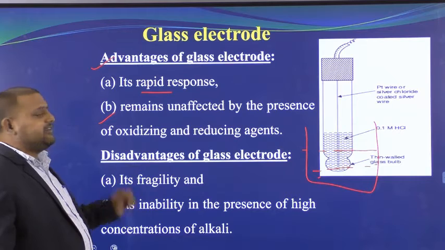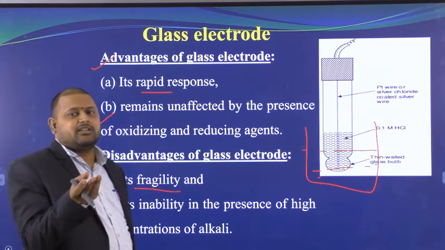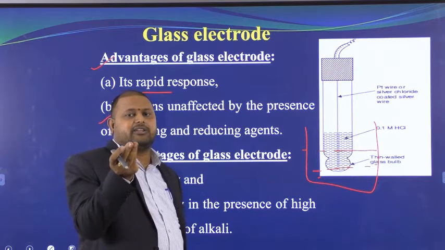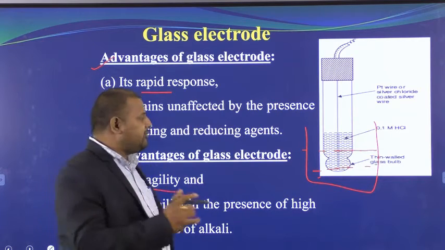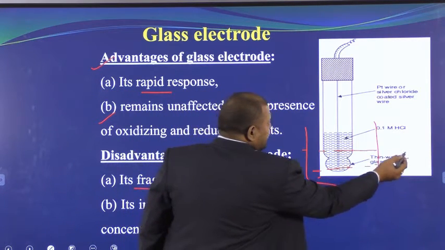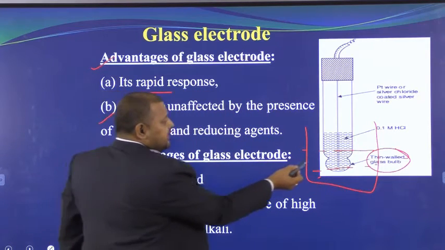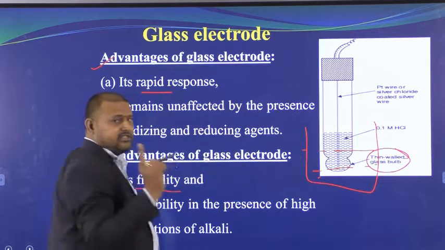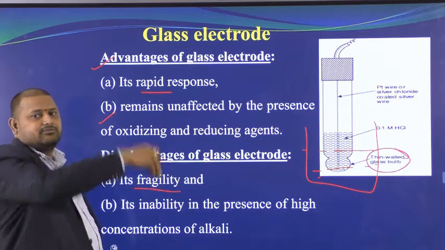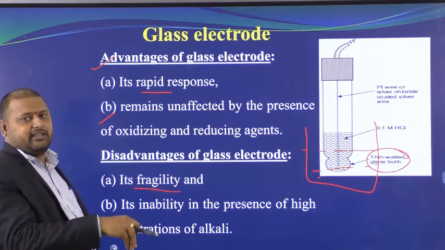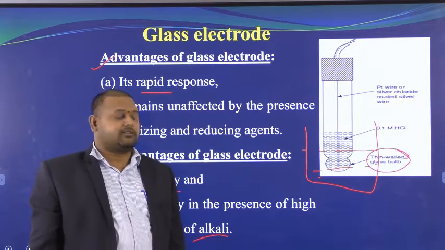But what are the disadvantages? I was saying since the beginning, fragility. It is easily breakable. If you apply a little pressure, even if it hits the beaker, it will break. Clear? Because the bulb is highly sensitive. This is what I told you, thin walled glass bulb, very thin walled. So this is highly sensitive. That is only one disadvantage. The second one is, if you dip this glass electrode into a very highly concentrated alkali, meaning base, it immediately loses its power. So that's what it's saying.